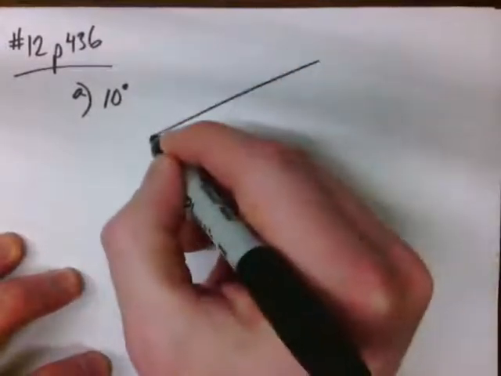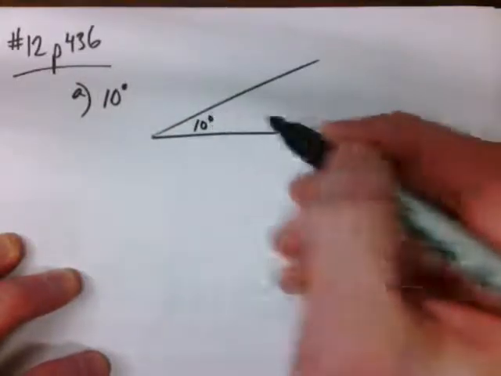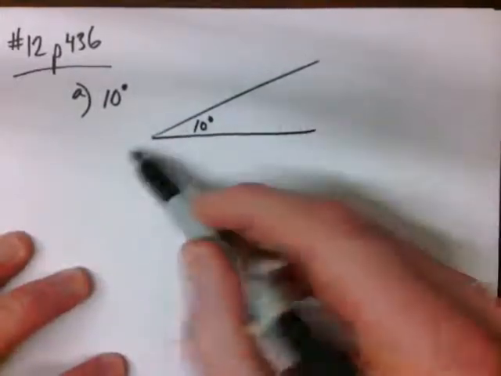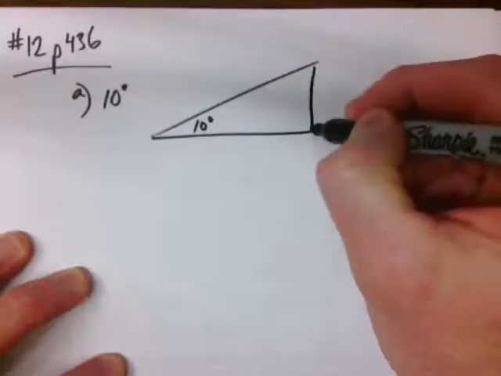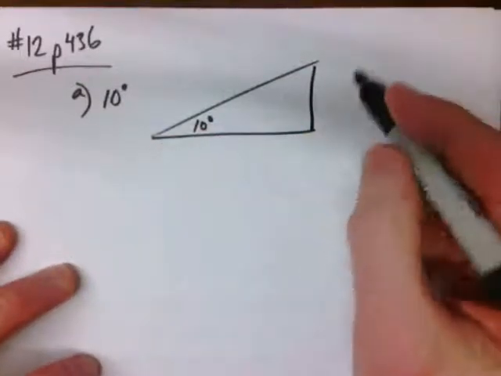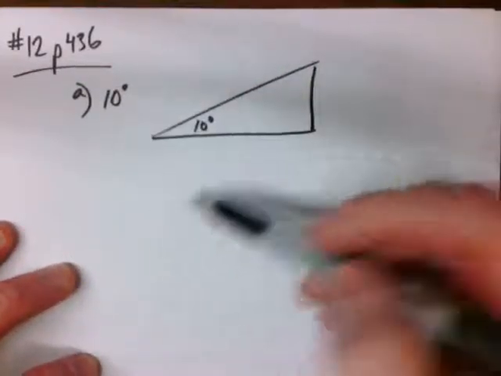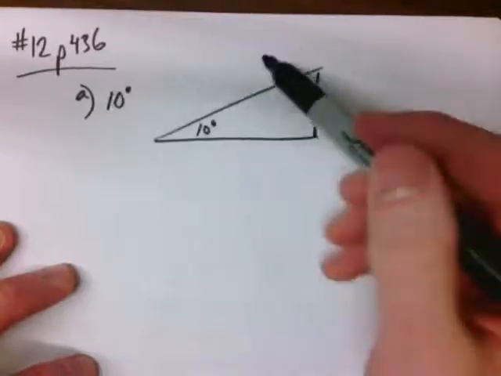All right, friends, number 12, page 436. It says, determine the slope of the terminal arm for each angle in standard position. So basically, you're given this angle, 10 degrees, and you want to know what the slope is. The slope is rise over run, right? You know nothing. It's not giving you anything. It's a little bit of a trick question.